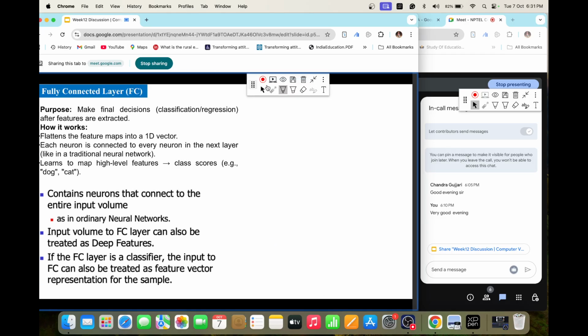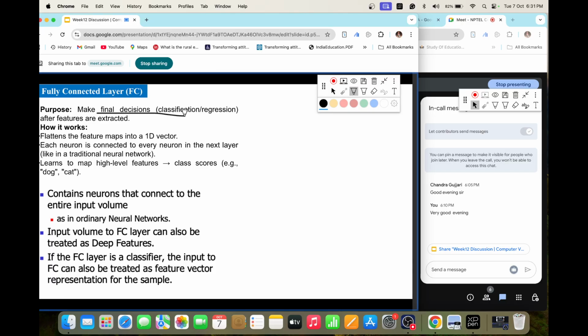At last we have this fully connected layer. Its purpose is to make the final decision: in classification you have to do the classification, in regression you have to do regression, so anything. And how it works: flatten the feature map into a 1D vector.